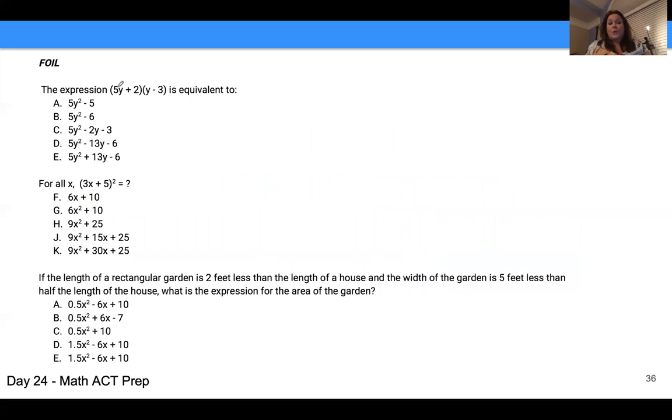Here's our first one. We've got a binomial times a binomial. I've got to do FOIL. So let's multiply the first 2 terms. 5y times y gives me 5y squared. Now let's do the outside. -3 times 5y gives me -15y. Inside, +2 times y gives me +2y.